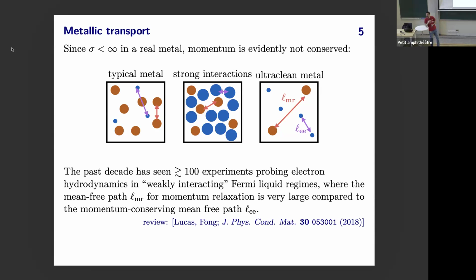Sorry, there is one from the group of Philip Moll. He showed in palladium cobaltate, this heavy fermion material, that there is hydrodynamic behavior. So, I actually removed some slides on palladium cobaltate because the talk was getting too long. The short story is that originally we did think there was hydrodynamics in palladium cobaltate, but there's been follow-up work that seems to imply that it's not, that it's a ballistic system.